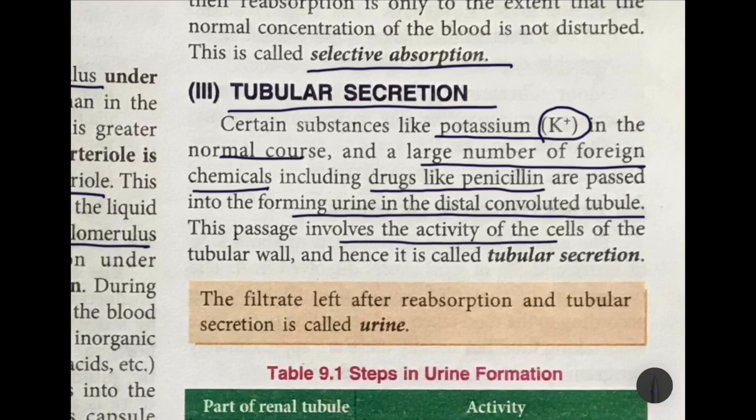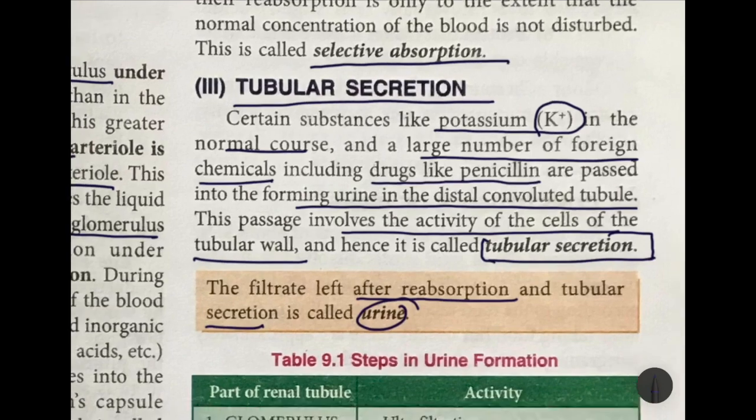This passage involves the activity of cells of the tubular wall, so it is known as tubular secretion, that is, it is coming out from the renal tubule of the distal convoluted tubule. These are unwanted, of course, so they must be thrown out from the body. So it comes through the tube, and that is why it is known as tubular secretion. The filtrate which is left after reabsorption and tubular secretion is finally known as urine.